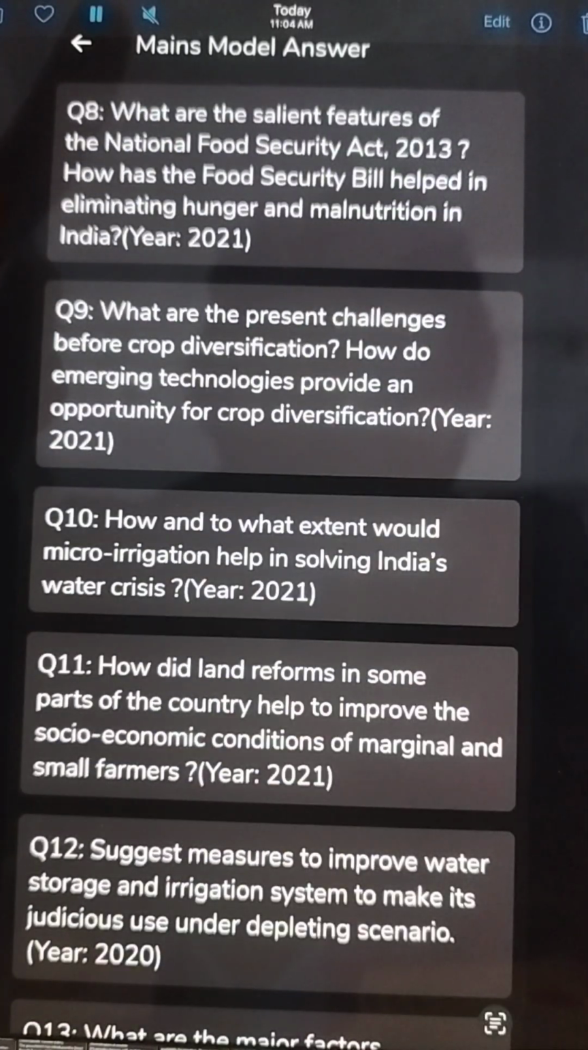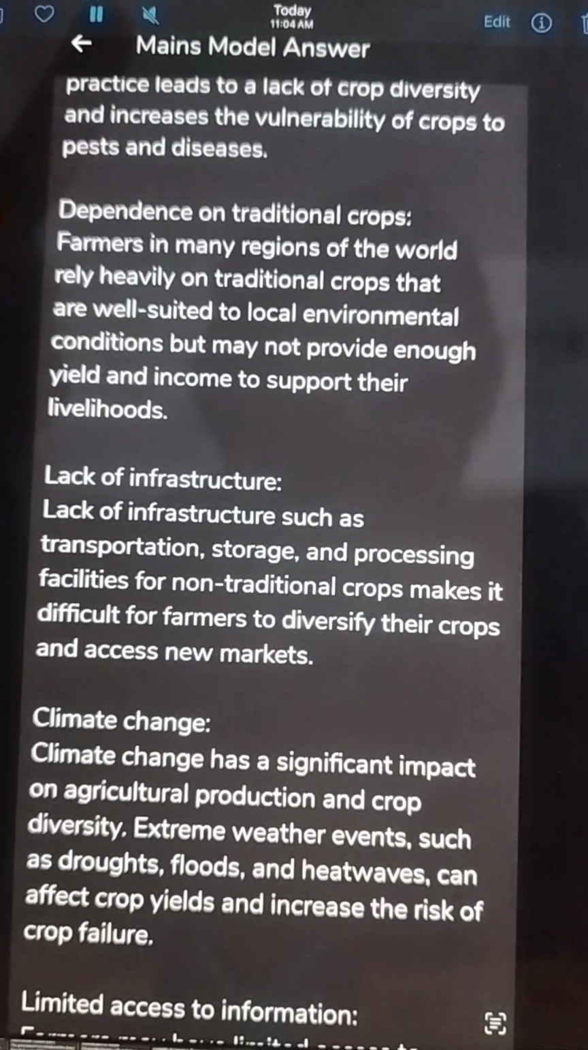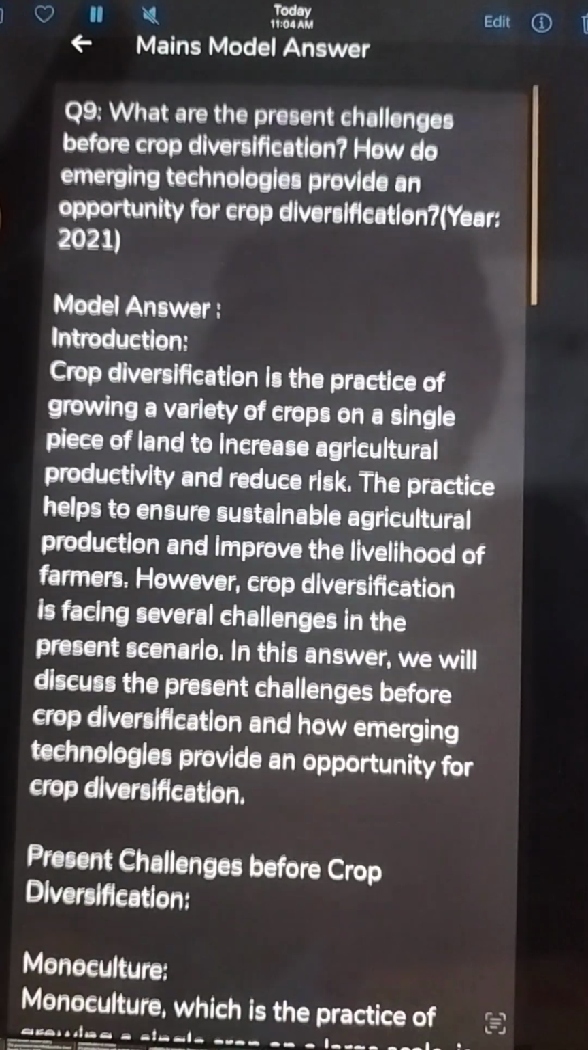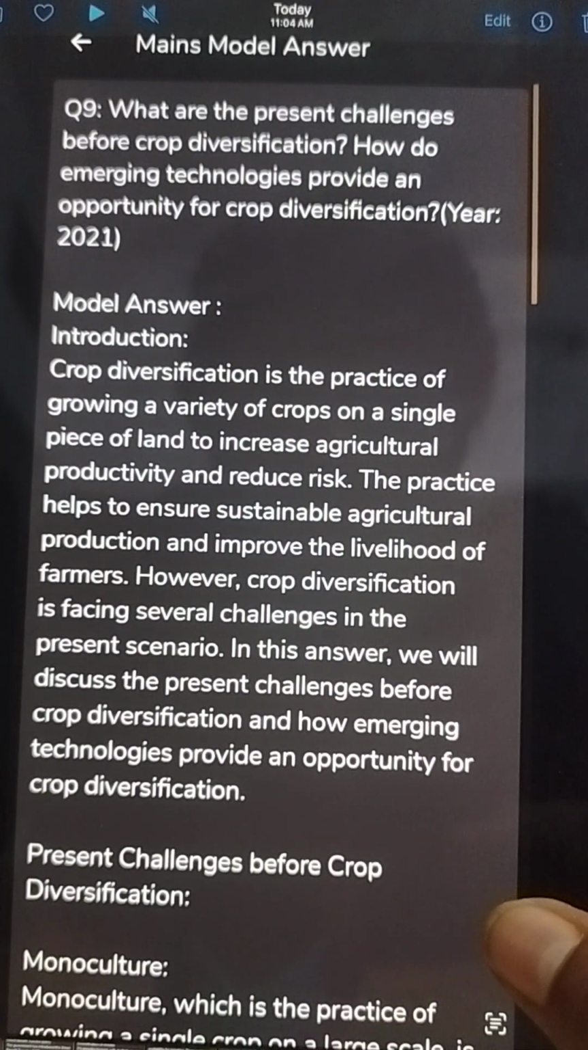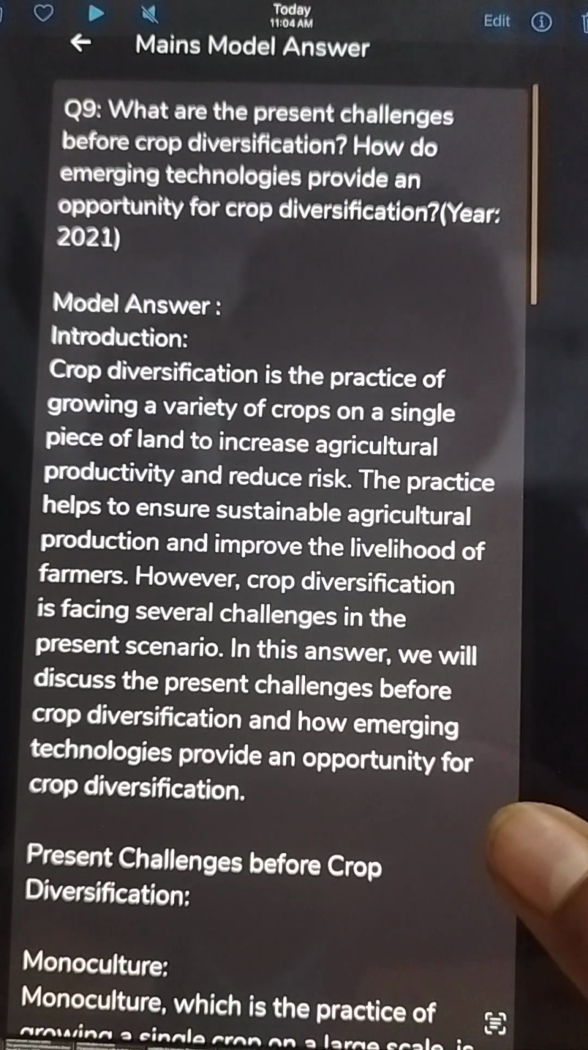What are the present challenges before crop diversification? How do emerging technologies provide an opportunity for crop diversification?